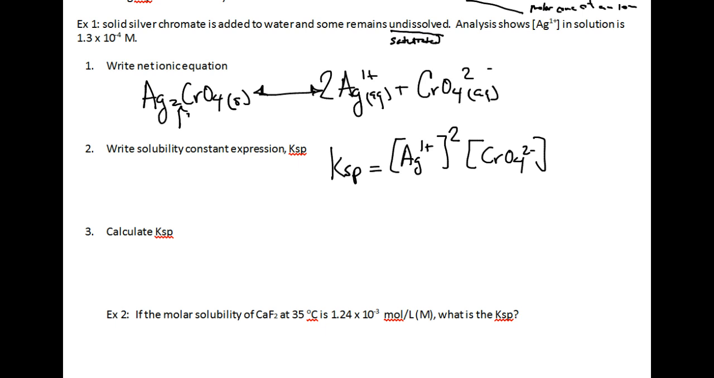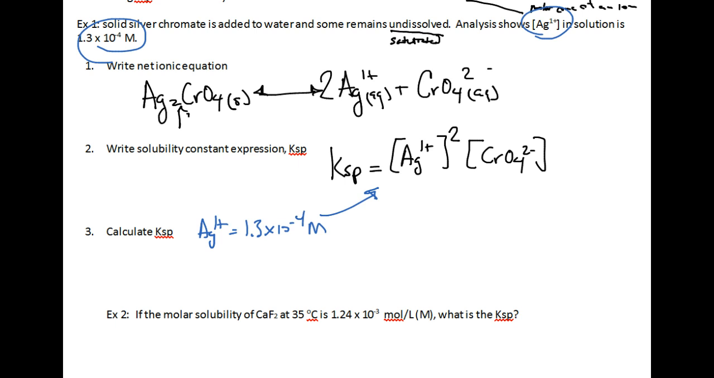So if we're calculating the Ksp, the problem tells us that the silver concentration is 1.3 times 10 to the negative fourth. So I can just plug that in. I'm going to have Ag+ equal to 1.3 times 10 to the negative fourth molar. That can be plugged directly in and then squared.